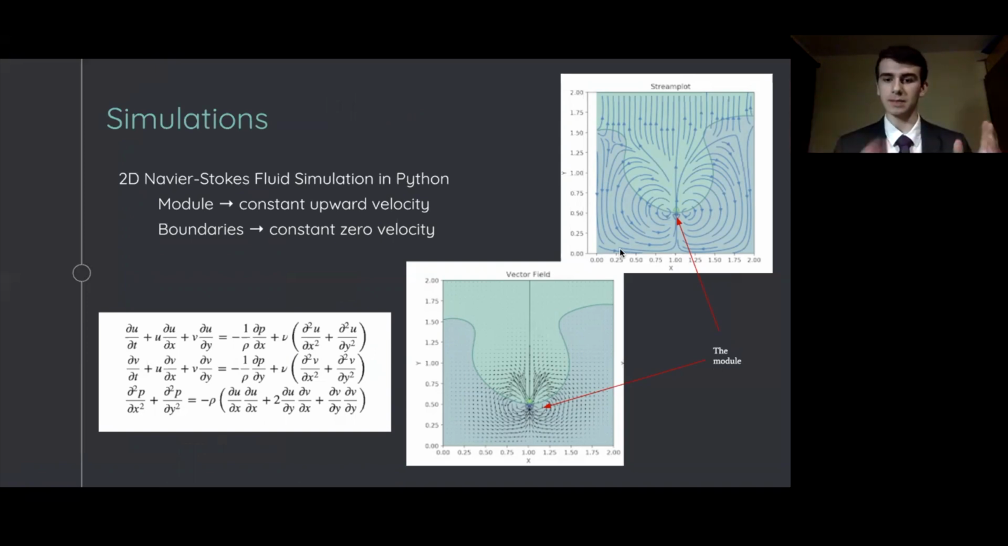There are two different types: a vector field, which shows the velocities of every particle in the air or every chunk of particles, and the stream plot, which simply connects these vectors to create a bigger idea of airflow.